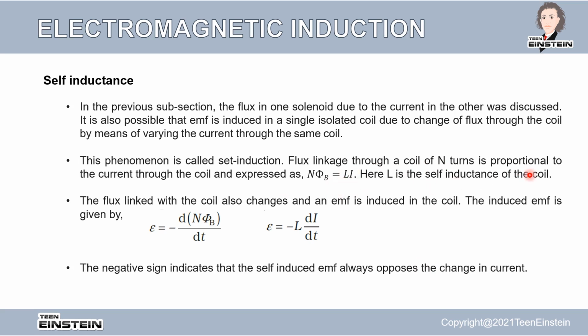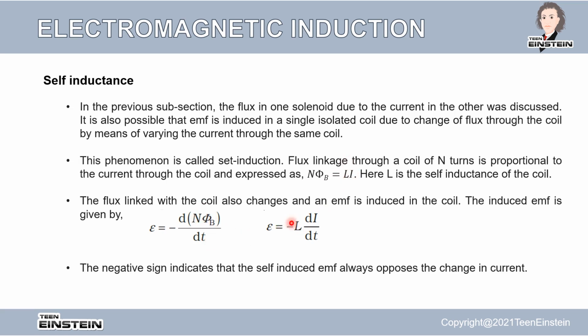Now L is the self-inductance of the coil. Now instead of M we are using L to denote self-inductance. So similarly, N phi B equal to L into I. So the flux linked with the coil also changes and an EMF is induced in the coil. The induced EMF is given by epsilon equal to minus d N phi B by dt. And N phi B is given by L into I.